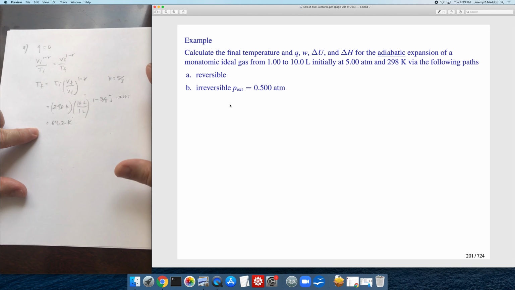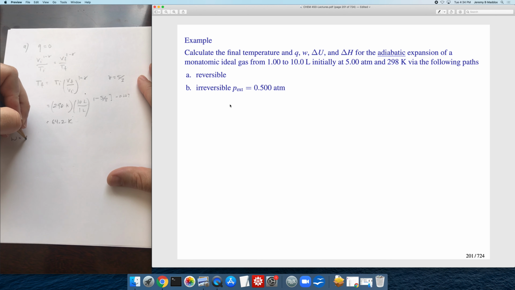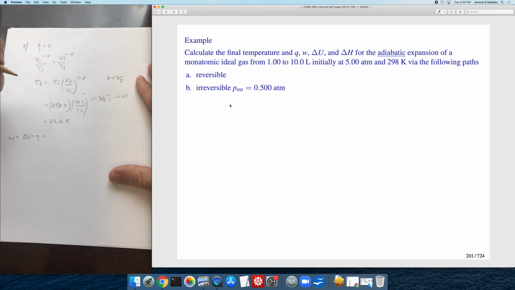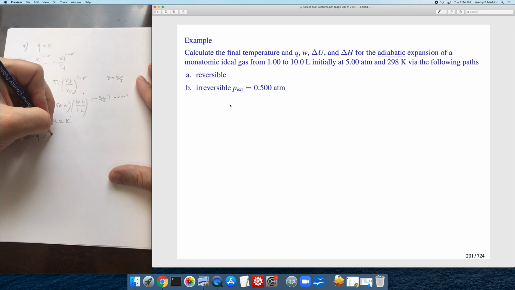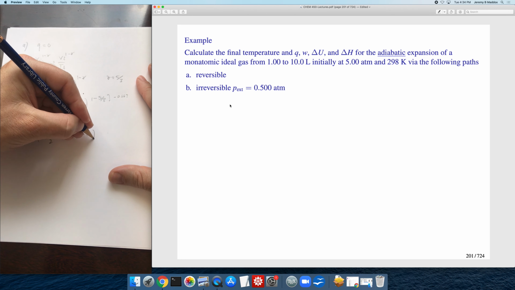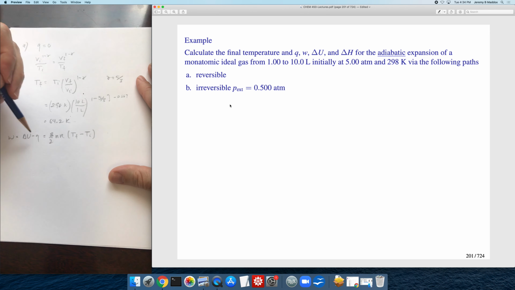Now we're in a position to calculate work and delta U. Work will equal delta U minus Q, and delta U is going to be equal to 3/2 NR times the temperature difference. So that's delta U. As we said earlier, Q equals 0, so work equals delta U.